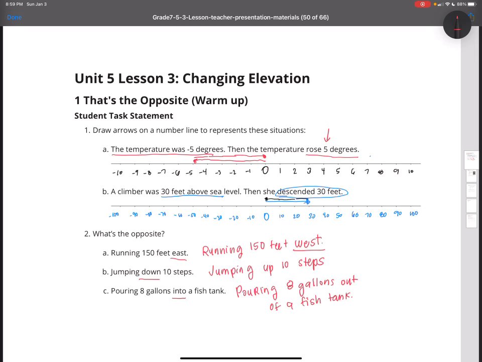So I'm going to challenge you guys at home for question number 2 in particular. Which words do you think would indicate a positive number, and which words do you think would indicate a negative number? For example, would the word east indicate a positive 150 feet, or would the word west indicate a positive 150 feet? I'm going to challenge you to think about that at home. And once you finish thinking about that, I'll be at question 2, or the second student task statement of this lesson.